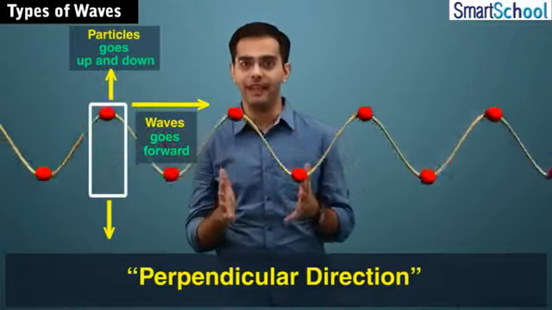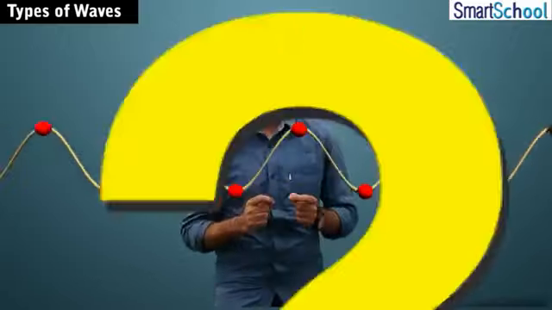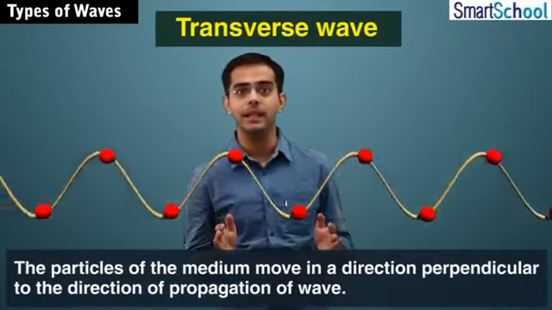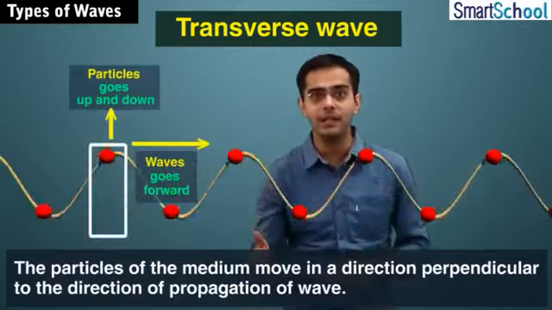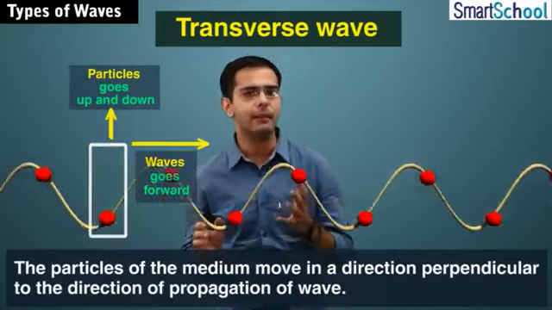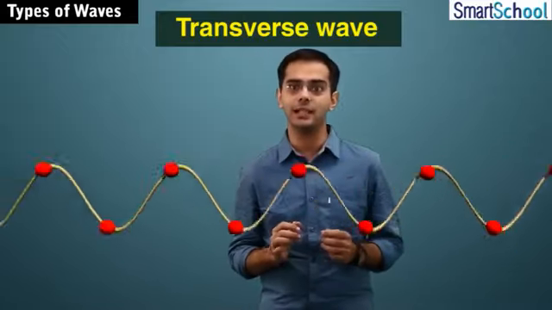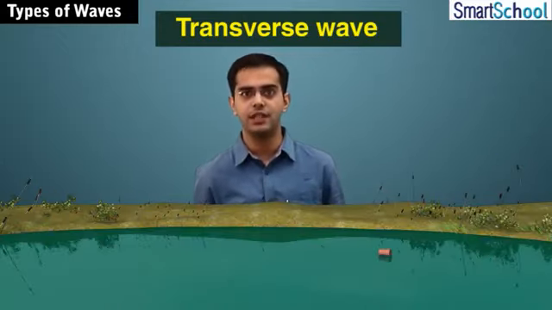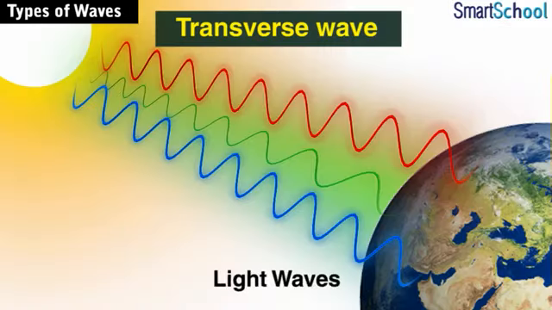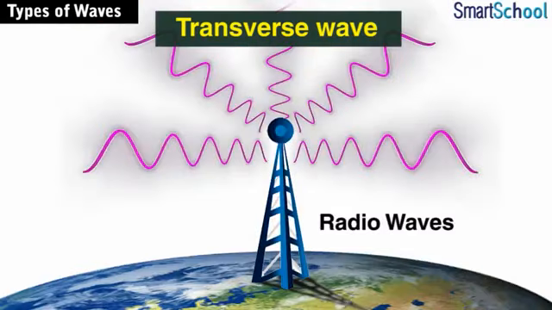Now this type of wave is called as, any guesses? Yes, this type of wave is called the transverse wave, in which the particles of the medium move in a direction which is perpendicular to the direction of propagation of the wave. Some examples of transverse waves are the water waves, which are formed when I drop a stone into a lake or a pond, the light waves and the radio waves. These are all examples of transverse waves.